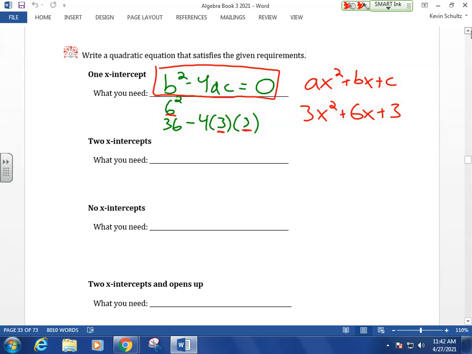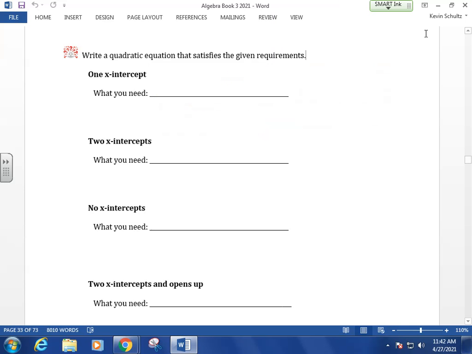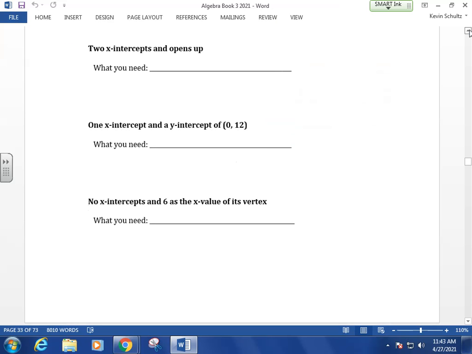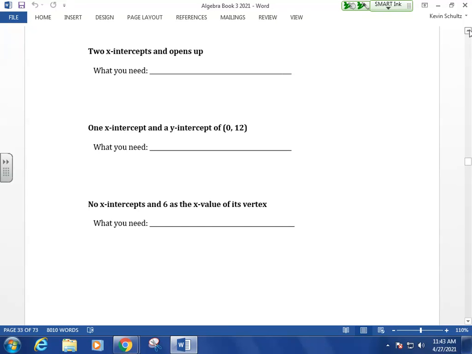Pick another one on this page that looks a little bit interesting. Brent. One x-intercept and a y-intercept of 0. Okay. Which one is it? Oh, one x-intercept and a y-intercept of 0, 12. Okay. So the fact that we have one x-intercept means what? What must be true? We'll deal with the y-intercept later. But what must be true if we have one x-intercept?